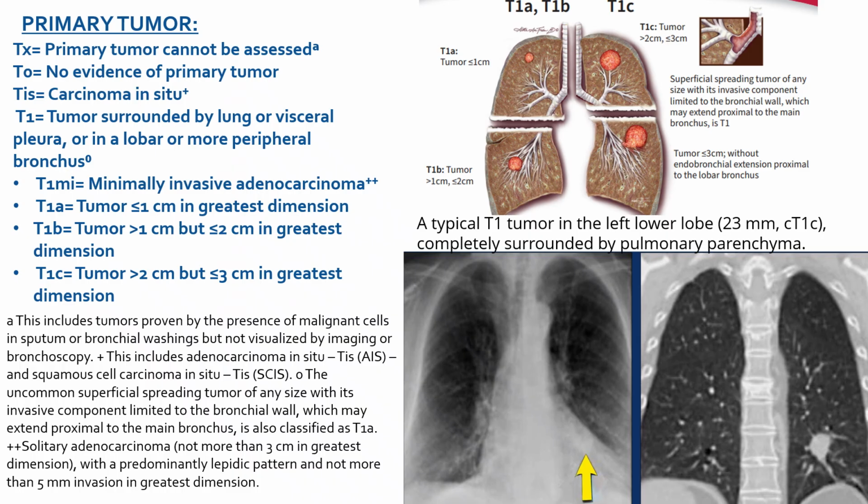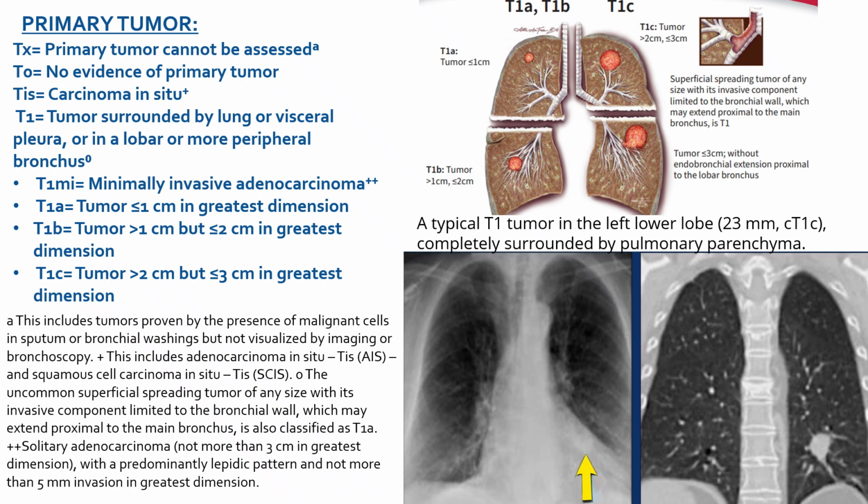The primary tumor. TX, primary tumor cannot be assessed. This includes tumors proven by the presence of malignant cells in sputum or bronchial washings, but not visualized by imaging or bronchoscopy. T0, no evidence of primary tumor. TIS is carcinoma in situ. T1 is tumor less than 3 cm in size, which is surrounded by lung or visceral pleura or in a lobar or more peripheral bronchus.